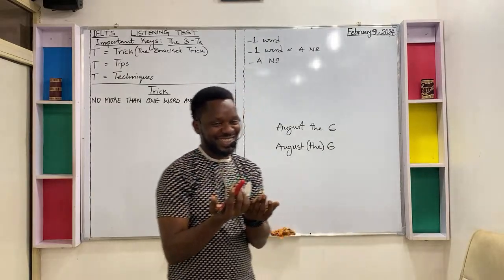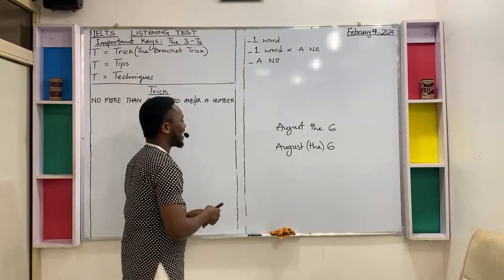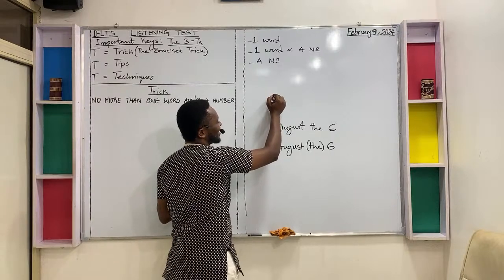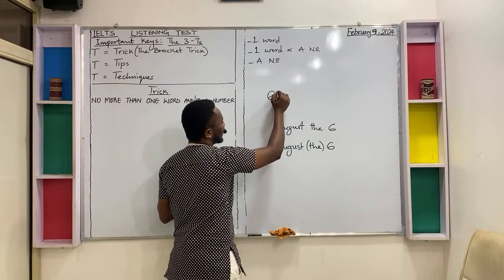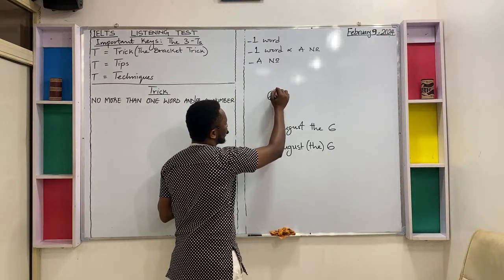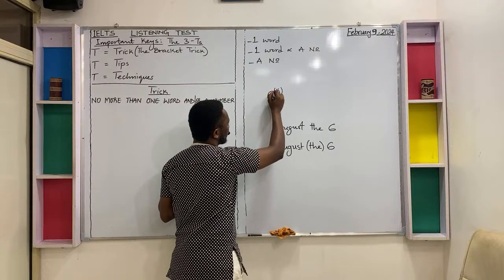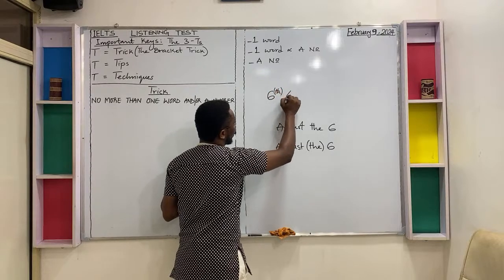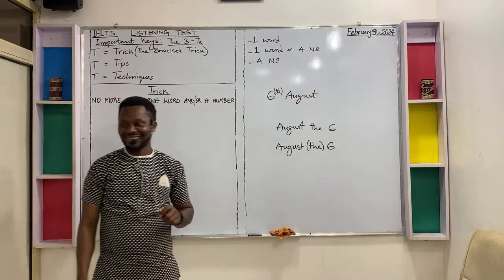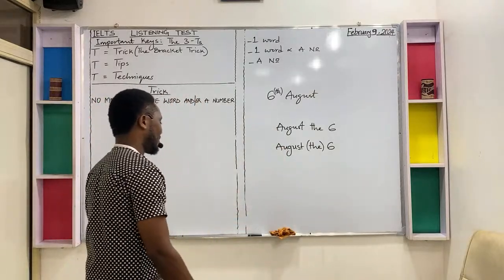Are you following this? Yes. So what do you write? Sir, give us the trick to apply. You write the 6th, TH in brackets, just the TH, then August. Yes, sir. Alright.